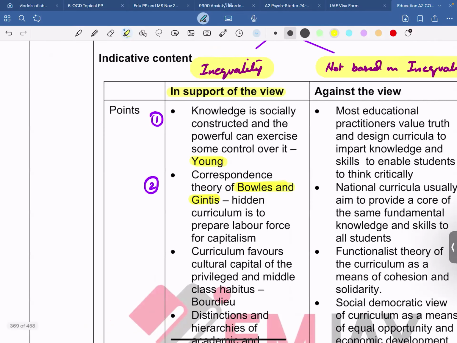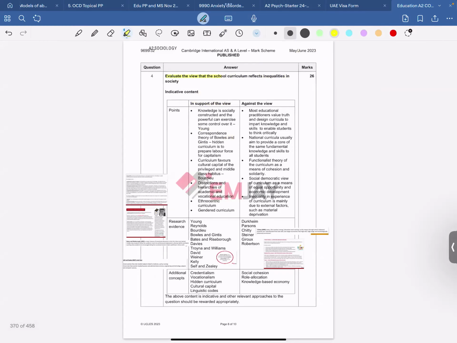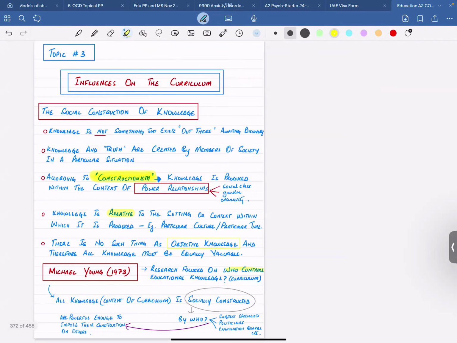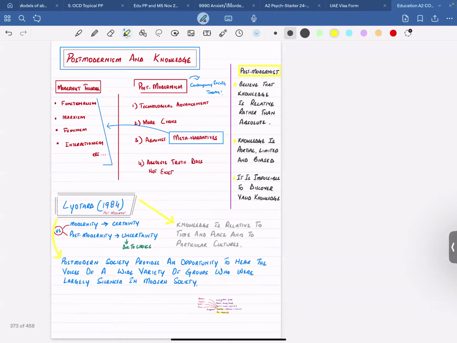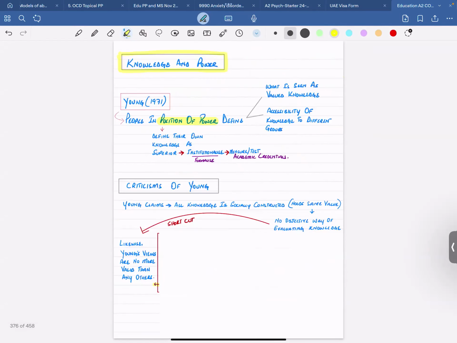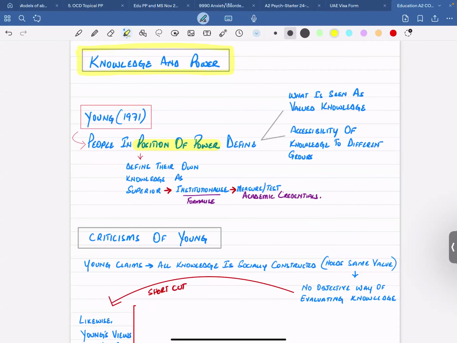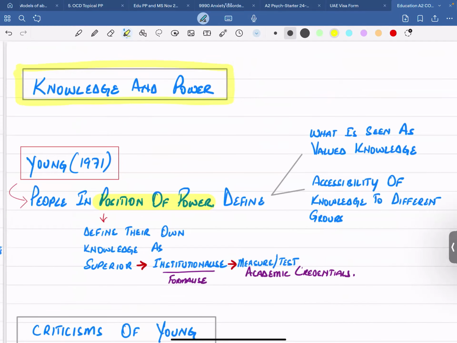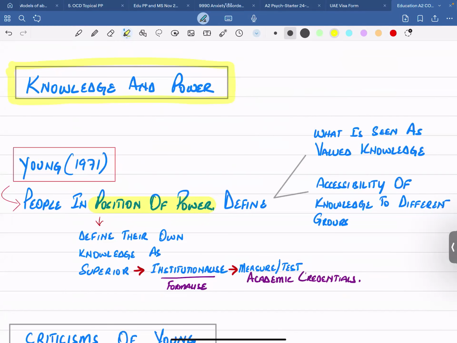Let's have a look at what Bowles and Gintis have to say about this. According to Bowles and Gintis, it's the rich, it's the elite that gets to decide. It's the elite that not only controls the formal curriculum, but at the same time, they are in a position to control the hidden curriculum too. Now, hidden curriculum nonetheless is a part of the curriculum, because hidden curriculum comprises all the experiences that students get to learn as they're a part of their educational journey.